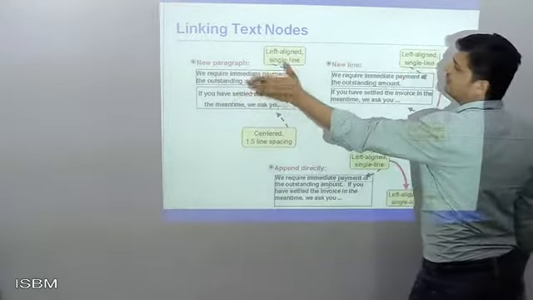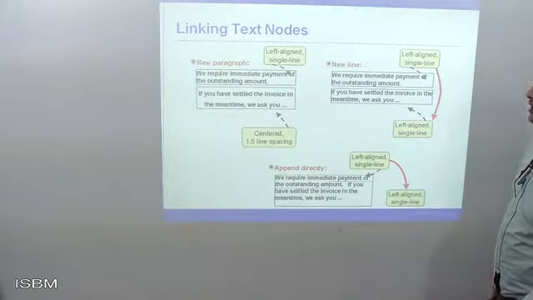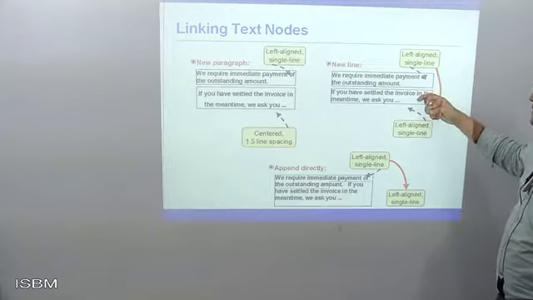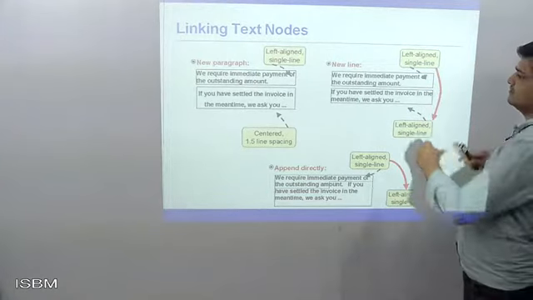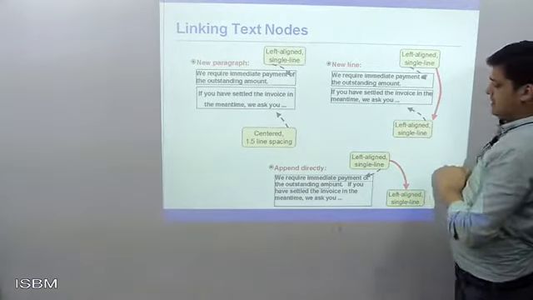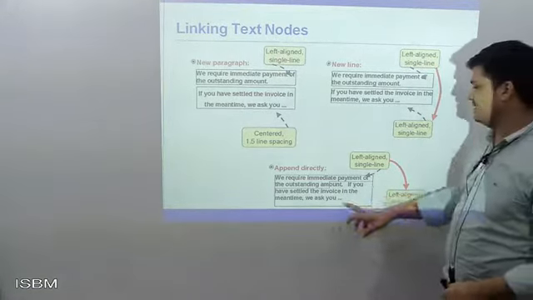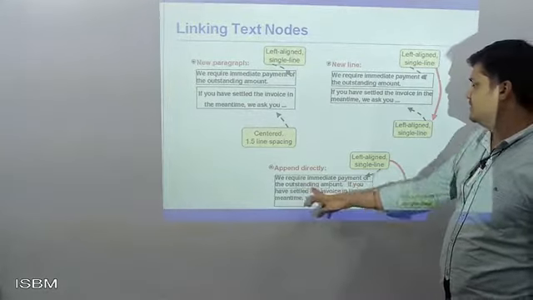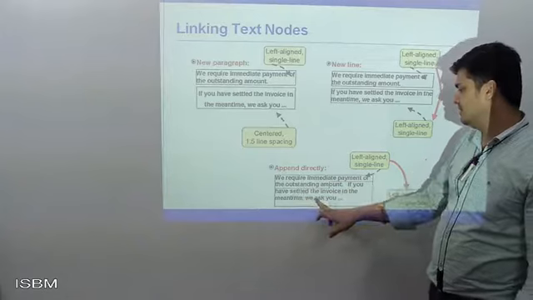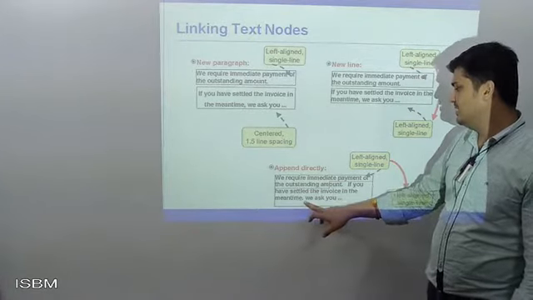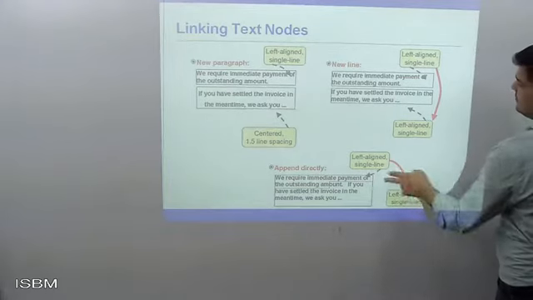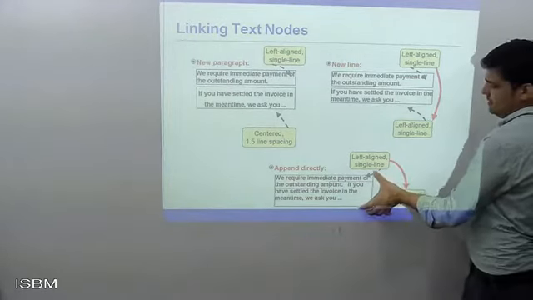So whichever way the customer wants, we do according to that. Then again, left aligned with a single line, and with left aligned single line, the same thing. It is showing the same thing. Here you can see we require immediate payment of the outstanding amount. If you have settled the invoice in the meantime, we ask you. So you can see the same thing they have written over here in a single window.